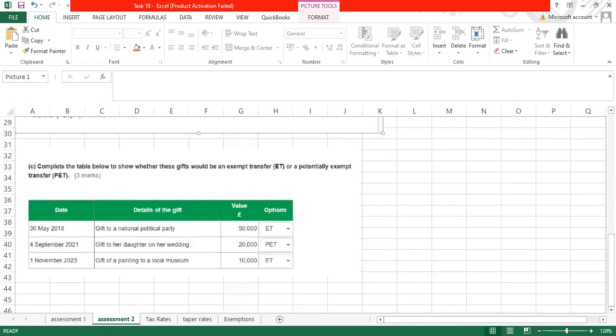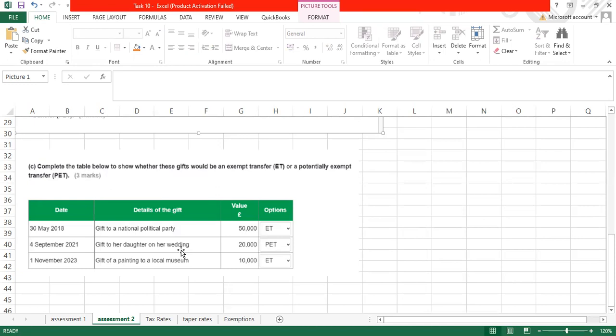The next one is complete the table below to show whether these gifts would be an exempt transfer or PET. Gift to a national political party, it's exempt. You can give as much as donations to Rishi Sunak or to the Conservative or Labour Party. It's your choice. Give to her daughter on her wedding £20,000. So we know for the daughter, the maximum allowed is £5,000. But if the £20,000 has been given, it will be a PET.